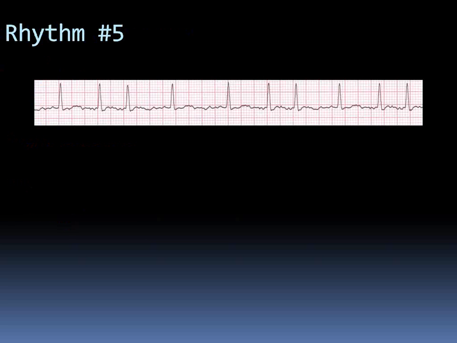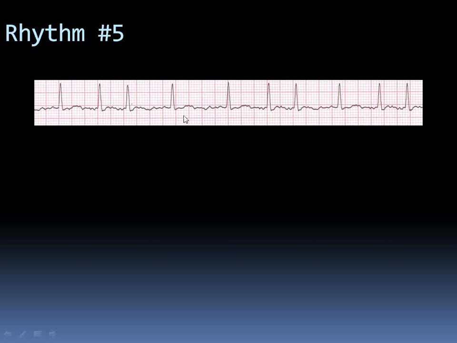Okay. This is the ECG of a patient in atrial fibrillation. Why do I say that? The hallmark of atrial fibrillation is that the rhythm is irregular. See how the distance between this QRS and this QRS is short, and the distance between this QRS and this QRS is longer. So it is completely irregular.